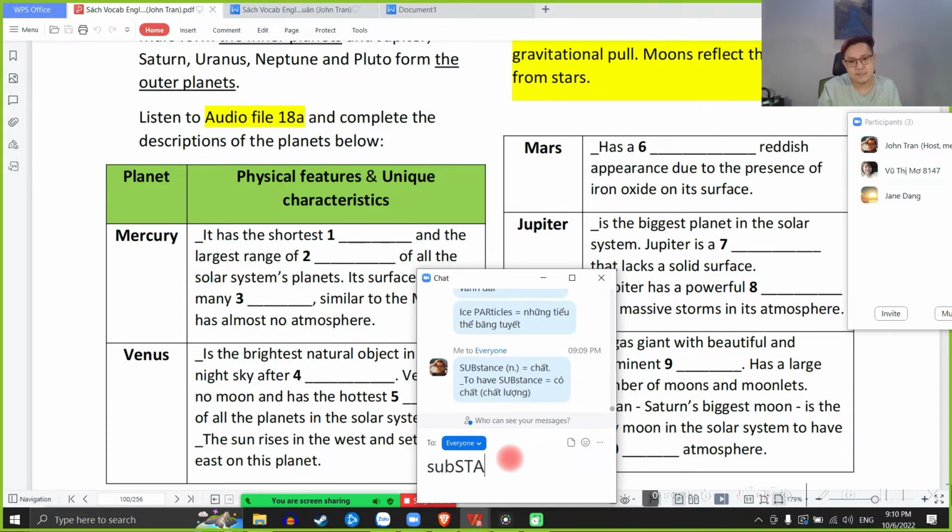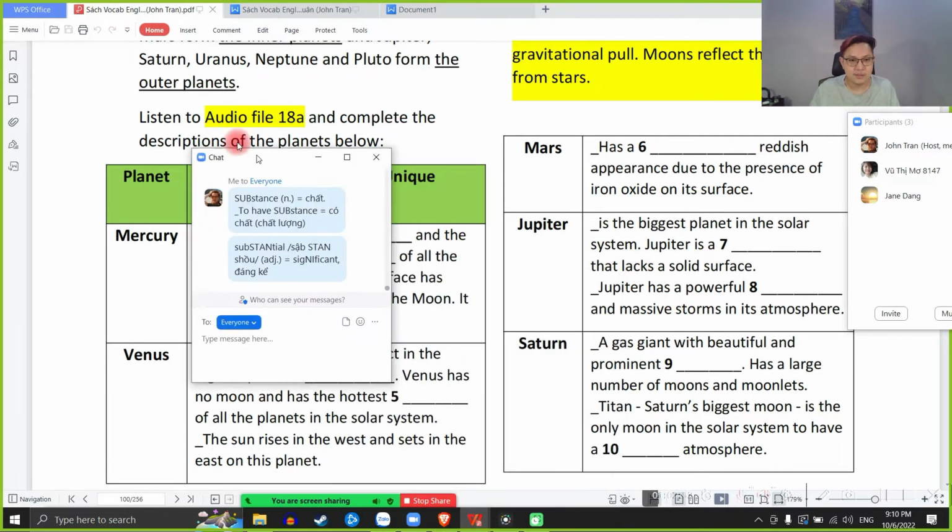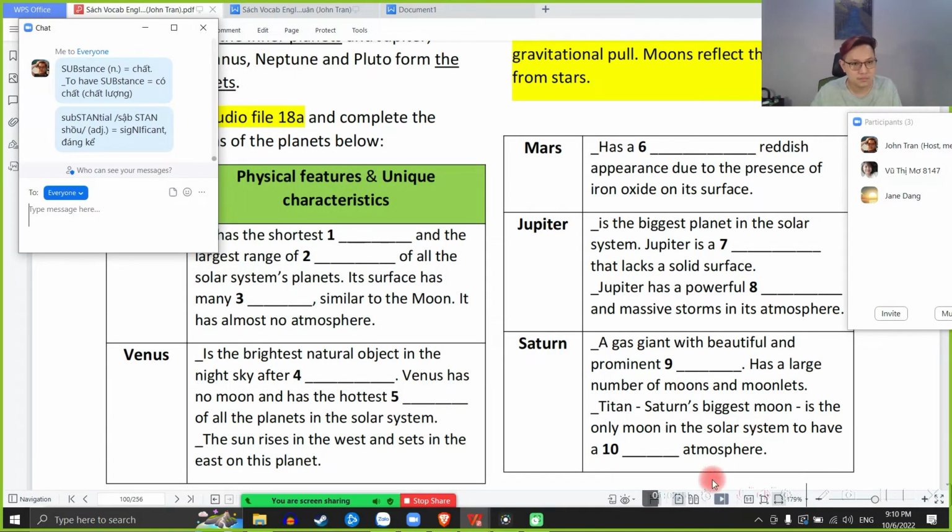So we have the word substantial. Substantial means significant, đáng kể. Significant or substantial. Cái mặt trăng bự nhất của sao Thổ, tức là Titan, nó là cái mặt trăng duy nhất trong hệ mặt trời mà nó có một cái bầu khí quyển đáng kể, a substantial atmosphere.